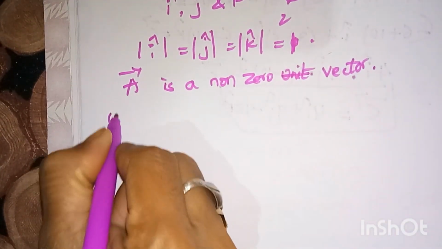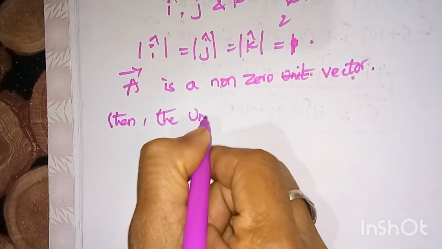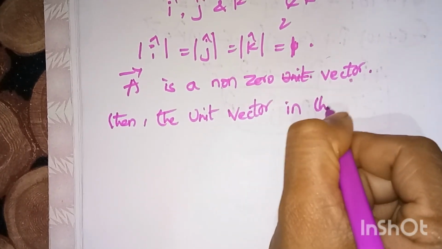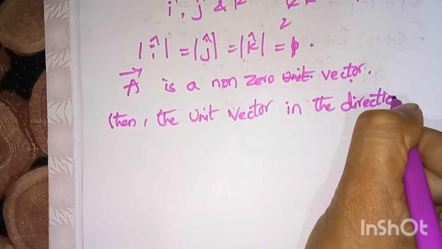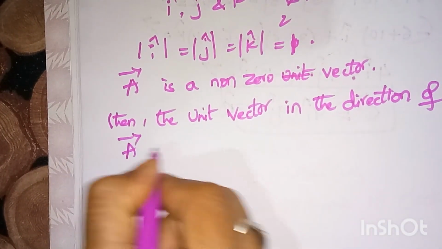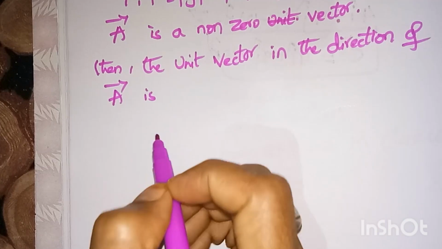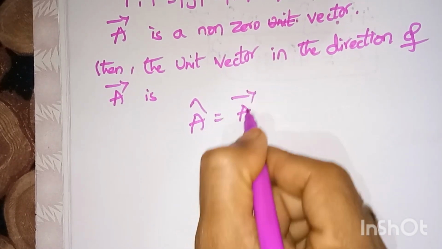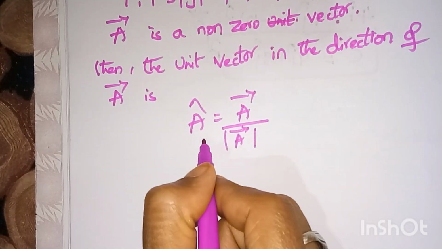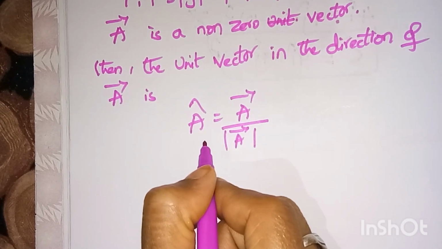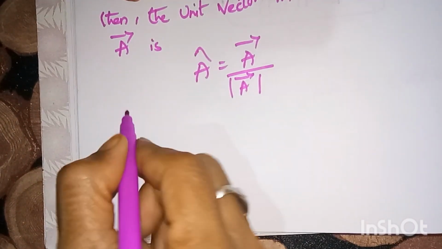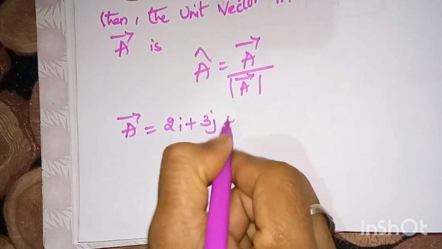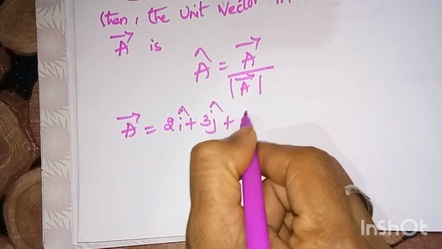So the unit vector in the direction of a bar: how can you calculate it? a cap equals a bar by magnitude of a bar. This is how you calculate a unit vector for a given vector. As you all know, the vector form, suppose a bar equals 2i cap plus 3j cap plus 4k cap.